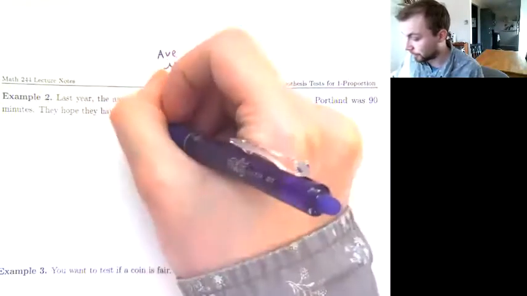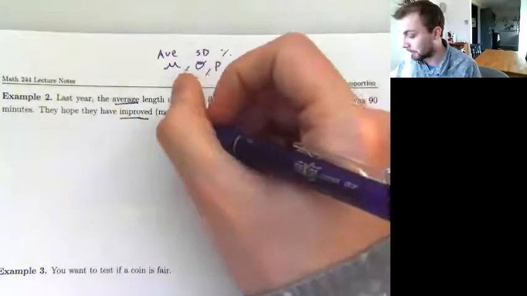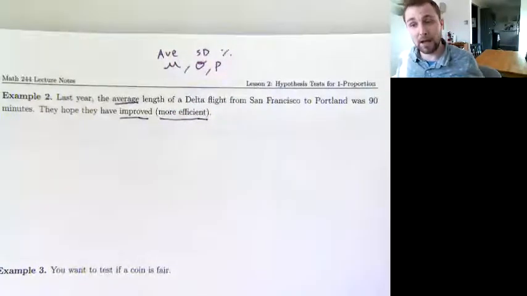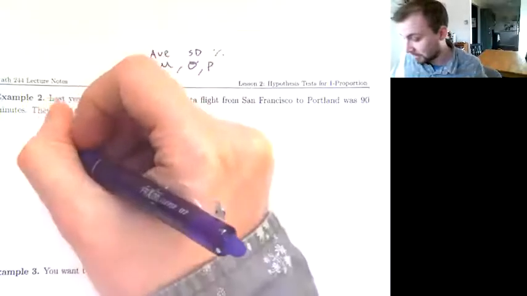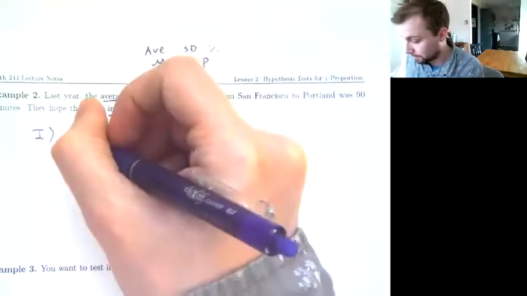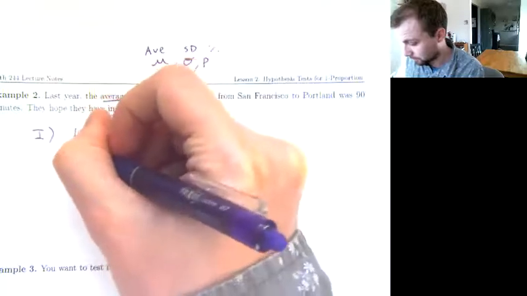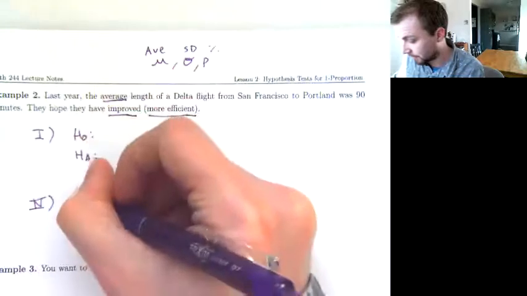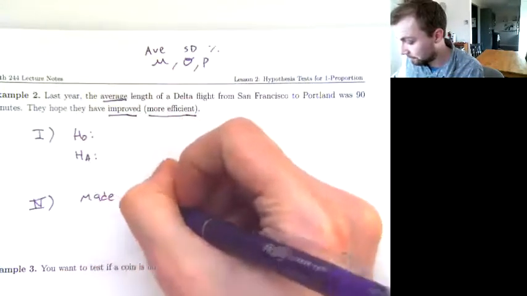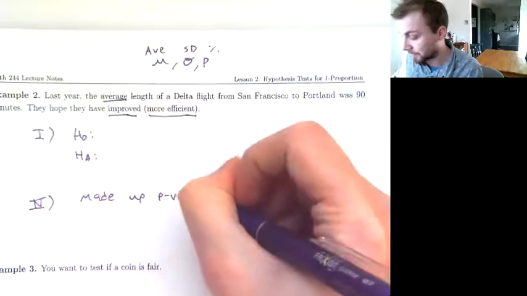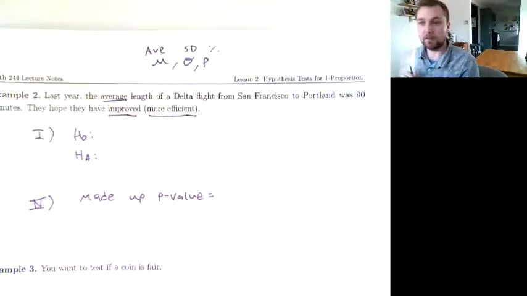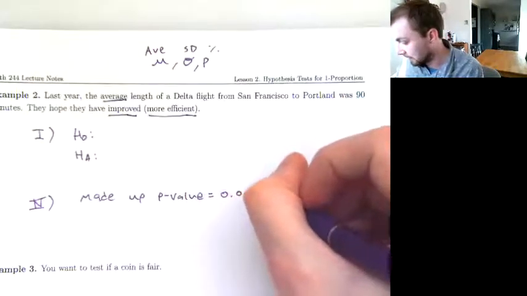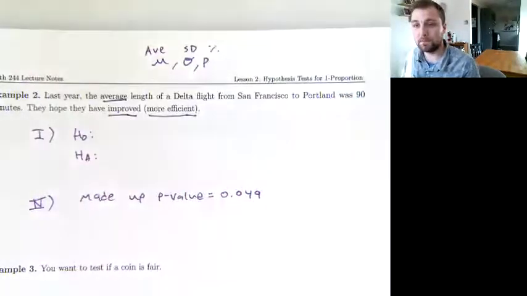They hope they've improved. If they've improved the flight, that means they're more efficient. If they're more efficient, that must mean it takes them less time. So I'm just going to do the first step, and then I'm going to do the 4th step. And when I do this 4th step for the conclusion, I'm going to have a made up p-value, at least for now, so we can practice that skill a bit. My made up p-value in this case is 0.049.